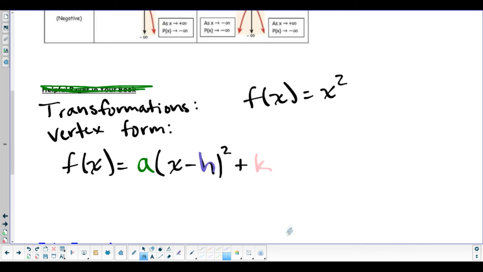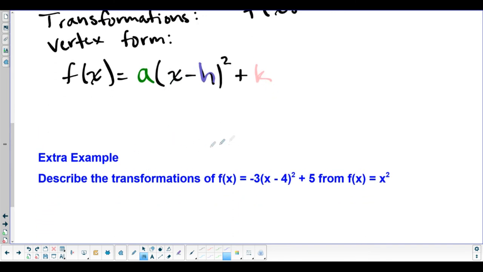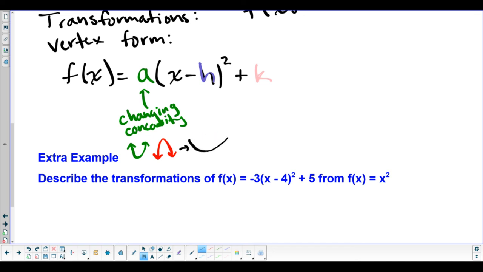Let's use pink, right? Anything that you do to a function, any sort of transformations like these ones right here, all they would do is shift around the original x squared by doing something to its concavity, changing its concavity. That means if it's up like a cup or down like a frown. It also refers to the width of a parabola, how wide it is versus how narrow it is.